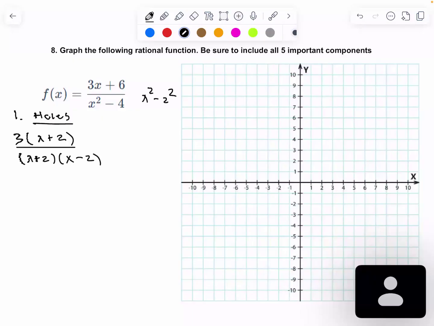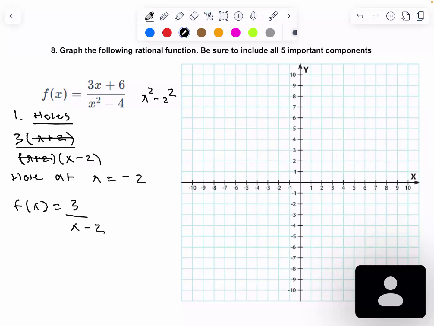Remember, holes are when I factor and something cancels. So this looks like a hole. Remember to change the sign of the hole. So we have a hole at x equals negative 2. Right? Now, from here on out, this is our function, because we've simplified. This is our function.